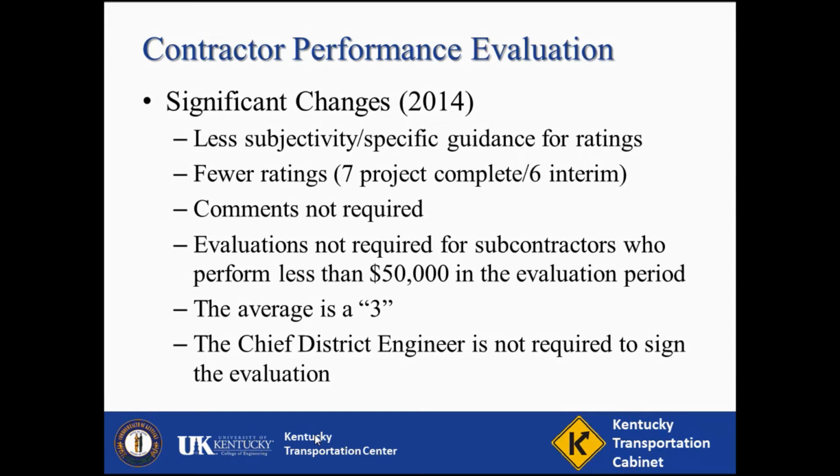Evaluations are not required for subcontractors performing less than $50,000 of work in the evaluation period, and the new rating is a 3, which is important to note, as scores may appear lower, but they will be reconciled by the Division of Construction Procurement. Additionally, the Chief District Engineer is not required to sign the form.